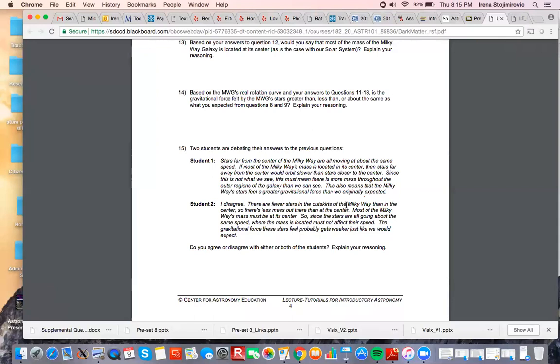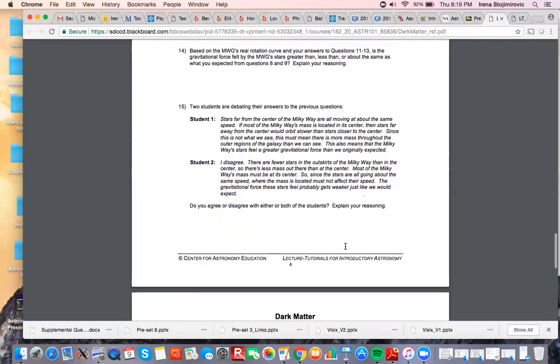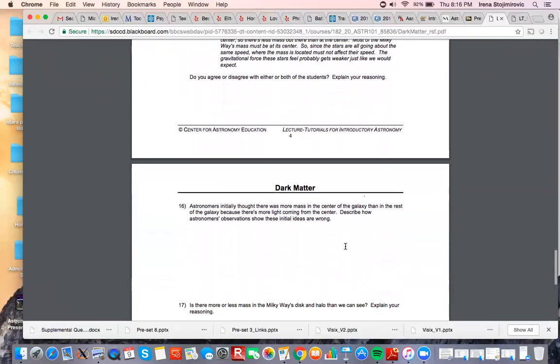Okay, very good. Student 2 says that since the stars are all going at the same speed, where the mass is located must not affect their speed. This is the biggest mistake, because it does. The speed depends on the gravitational force, and gravitational force does depend on how the mass is distributed, as long as we trust Newton's laws. Exactly. Okay, very good. So student 1 is completely correct.